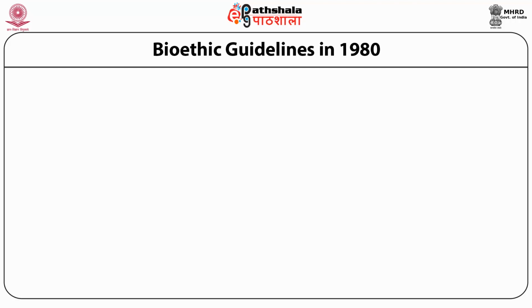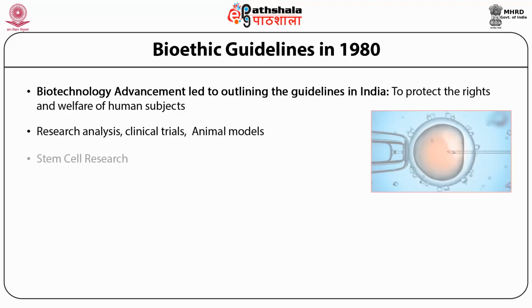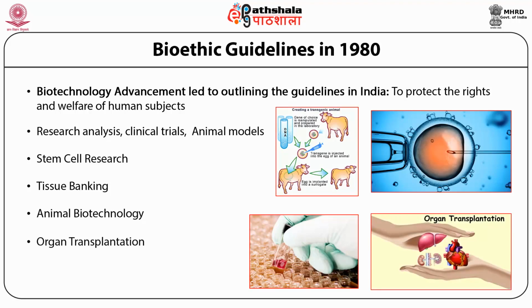The purpose of these guidelines was that biotechnology advancement led to outlining the guidelines in India, to protect the rights and welfare of human subjects, to conduct the research analysis, clinical trials and animal models, as well as stem cell research, tissue banking, animal biotechnology and organ transplantation. So the constitution of these guidelines was based on these kinds of topics, on what kind of research the researchers, students and industry are doing.